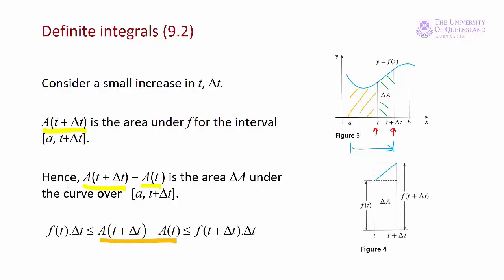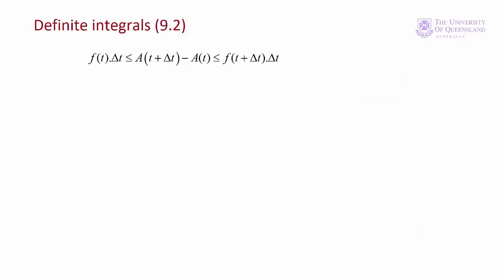Now the area delta A is between delta t times f of t, so here we have f of t and delta t there. So that rectangle, that's the left-hand side of the inequality. The right-hand side of the inequality is f of t plus delta t, so that height there, times delta t, this rectangle. So the true area delta A is somewhere between these two values. Given that inequality, we can divide through by delta t to get another inequality. Now let's take the limit as delta t approaches 0.